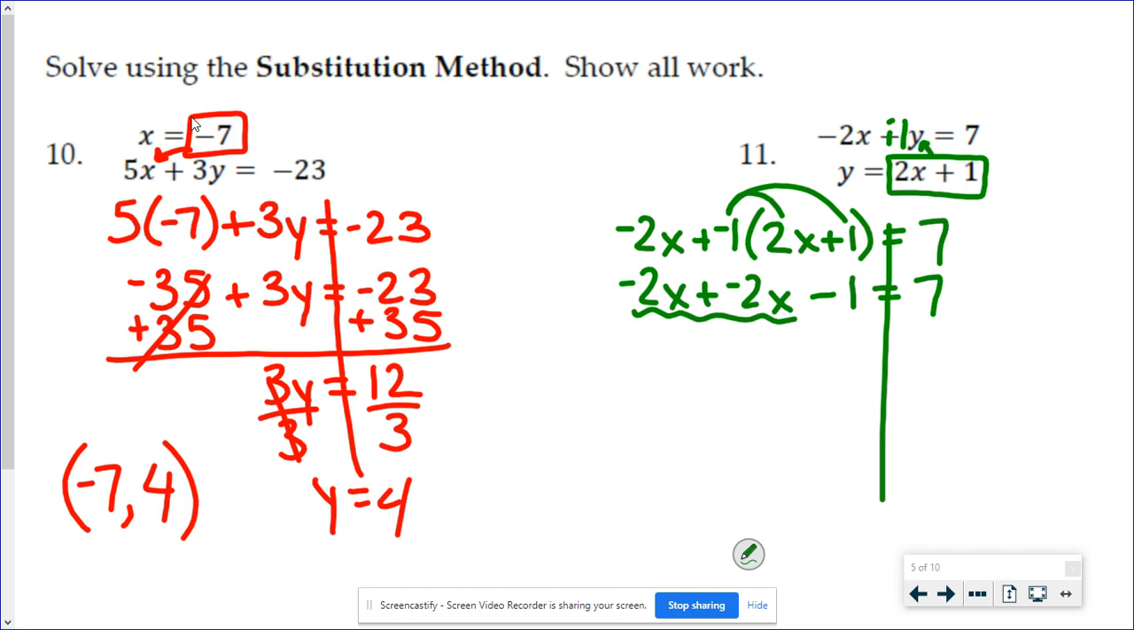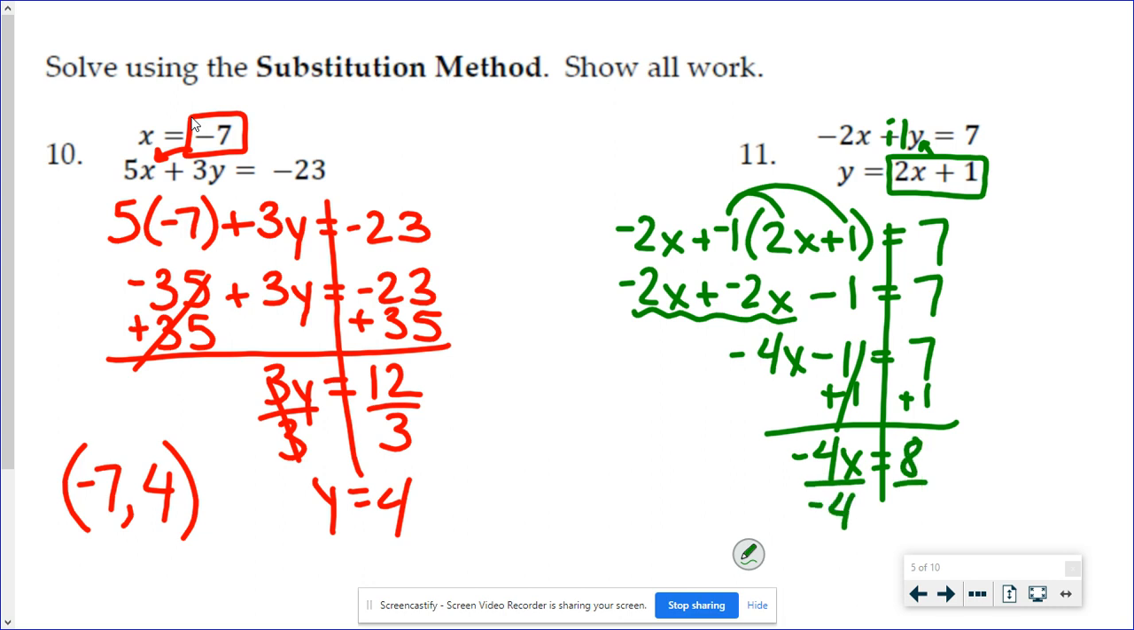These match. They don't go away. Please do not add 2x. That's not okay because they're on the same side of the equation. -2x and -2x is -4x. And then we'll solve that. So x is going to be -2.